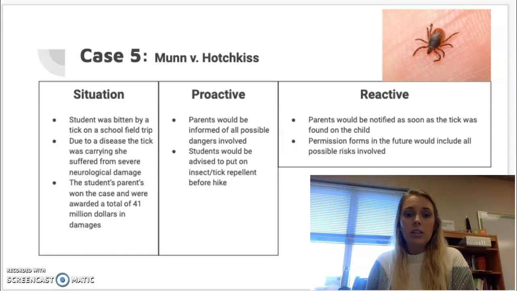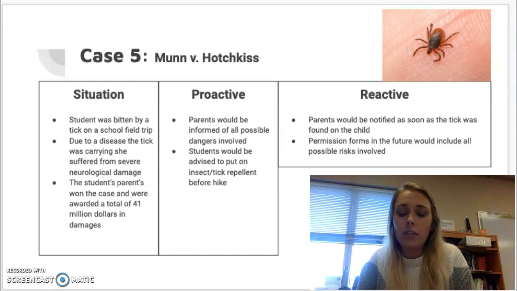So proactive, obviously the parents would have been informed of all possible dangers that would have been involved. They would have told the students. I mean, things like this you can't exactly prevent. However, just saying, hey, this is possible that this could happen while we're on a hike out in the woods. So I think just on the parental form, saying that this is something that could possibly happen, this is a risk, this is a danger, having that on there could really end up saving you in the end.